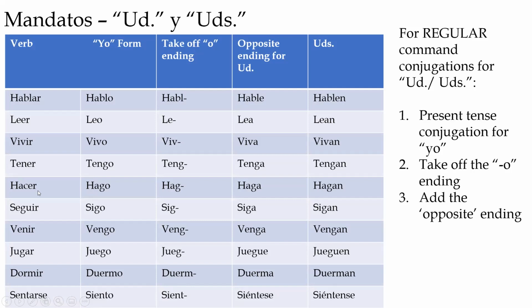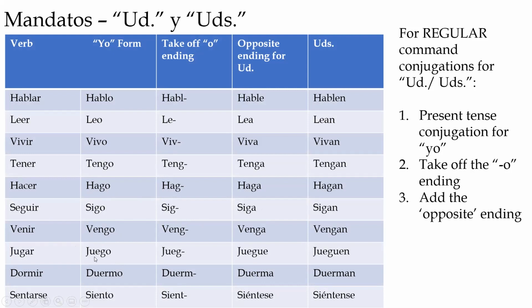Hacer, the same thing. It's already irregular in the yo form, so we have hago. Quitamos la o, so we take off o. Y agregamos la a, so we add a. Haga. The same example for seguir, we go from sigo to siga. And then the same for venir, we go from vengo to venga.